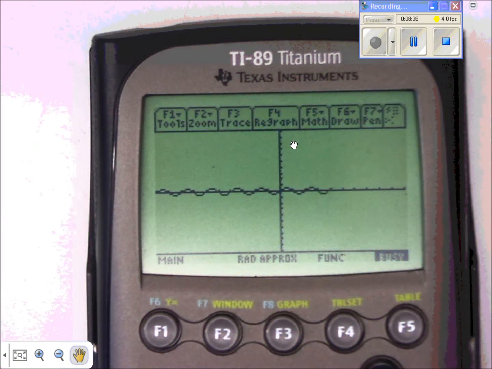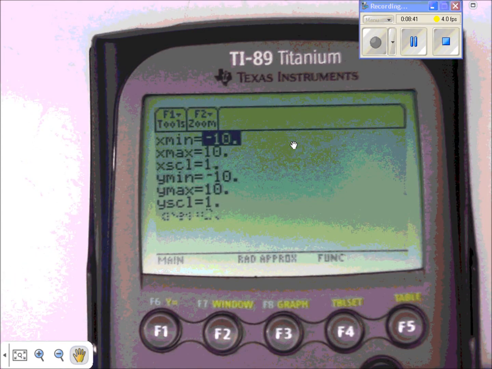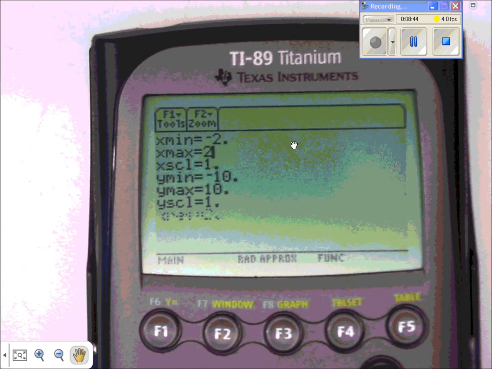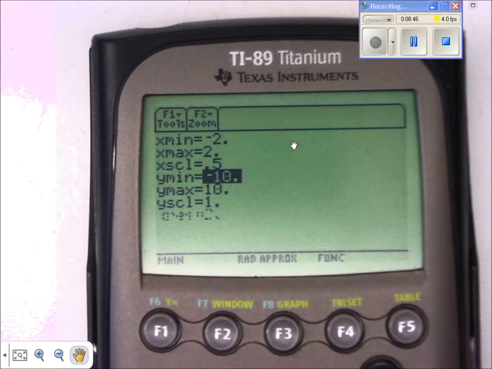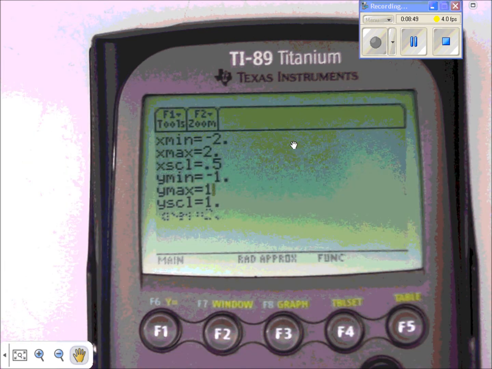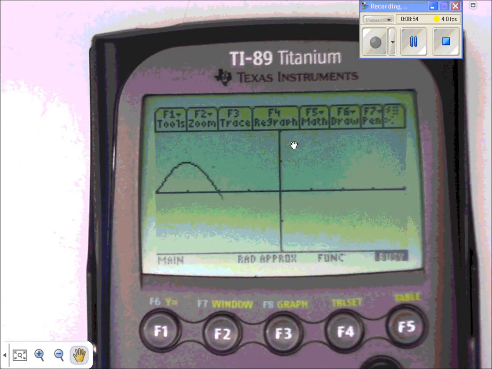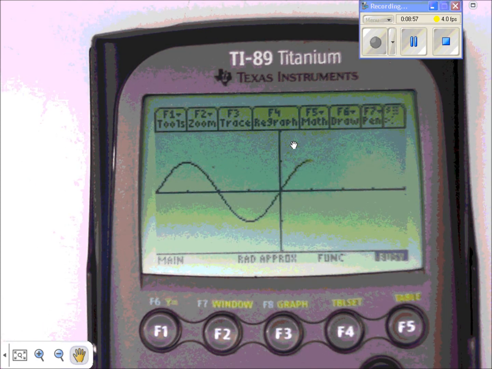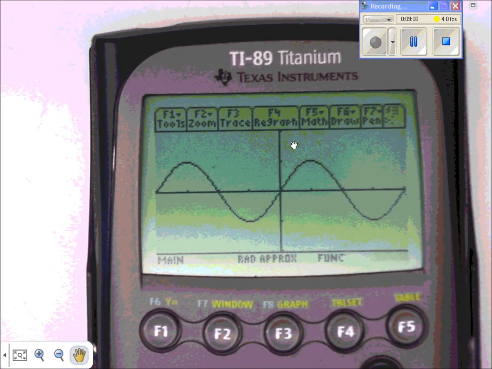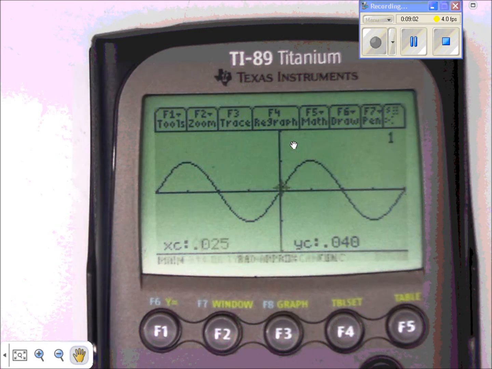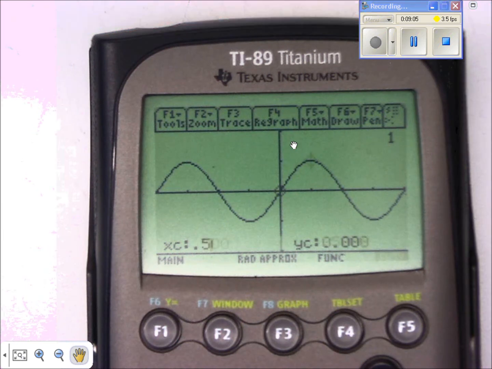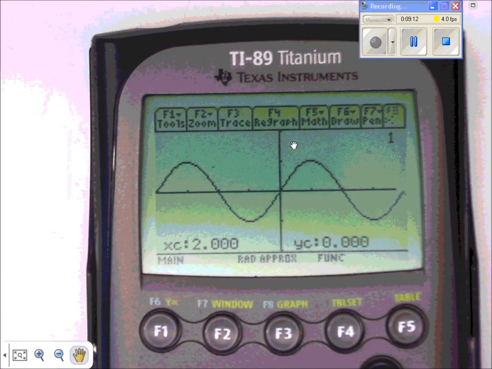So I want it to show, you know what, let me change my window a little bit. Let's go from negative 2 to 2, and let's have each scale be a half. Negative 1 to 1. My scale will be a half on that. Let's look at this now. Graph that a little better here. Okay. And I can go trace, 0, 0, yeah. 1 half, 1 half, 1 comma 0, 1.5, 3 halves comma half, so on, 2, 0. Anyways, we can see that, okay?